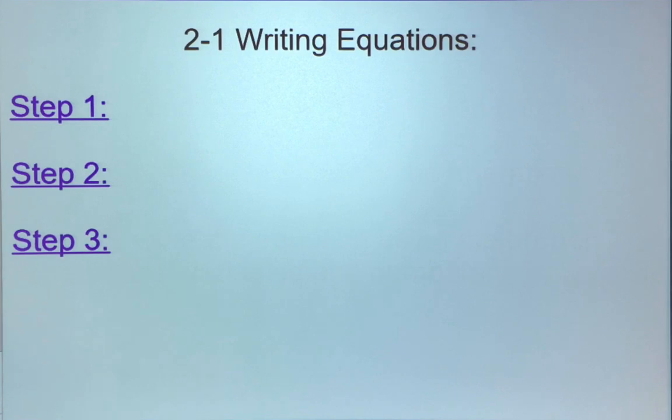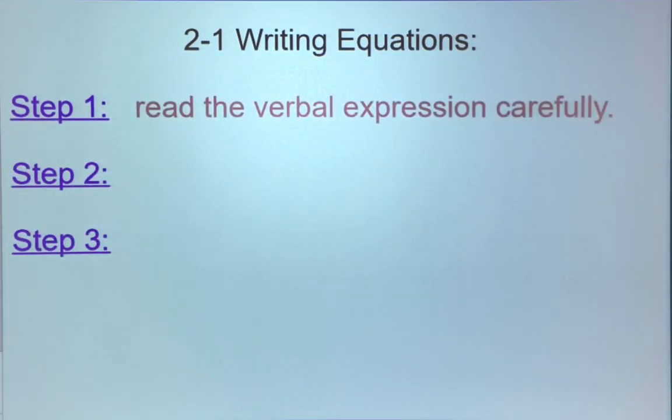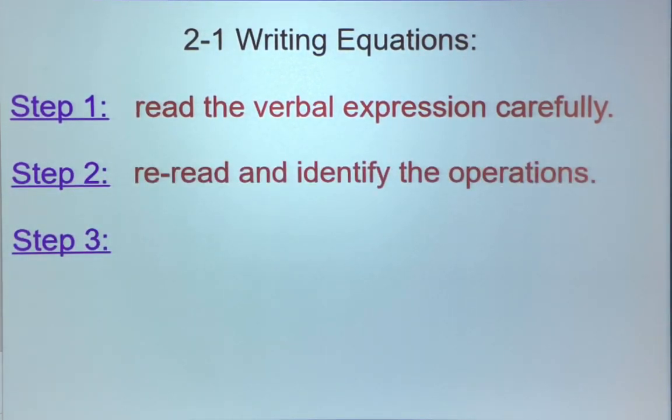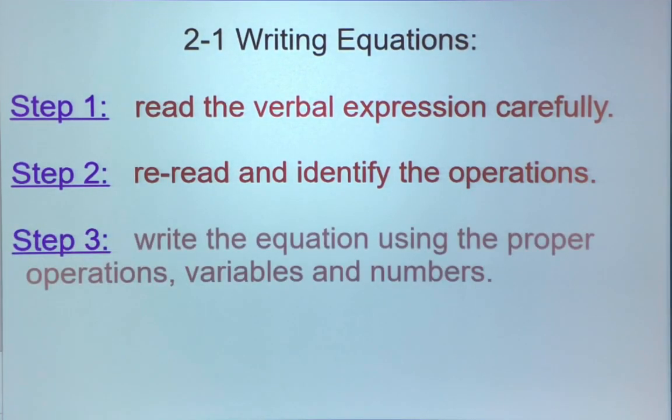So there's just a few steps, and the first step is to read the verbal expression carefully. Okay? Read the problem. After you get done reading it, reread it and identify the operations, okay? And then write the equation using the proper operations, variables, and numbers. All right, let's take a look and see what that looks like.